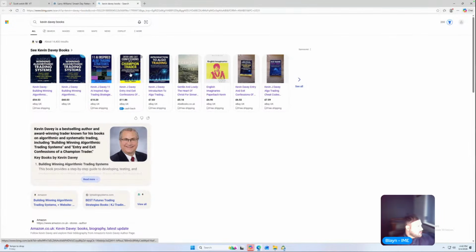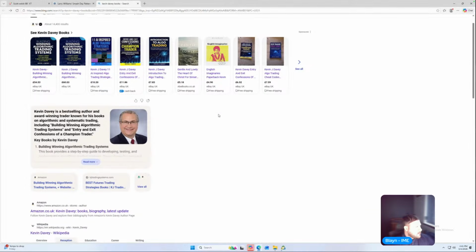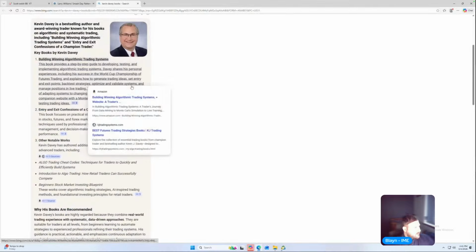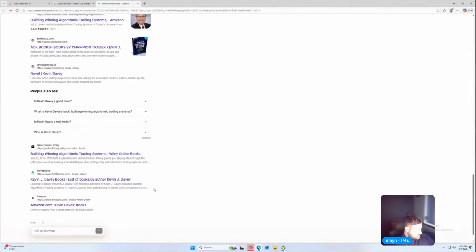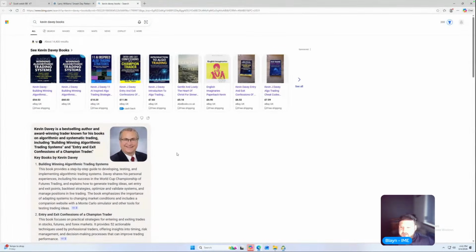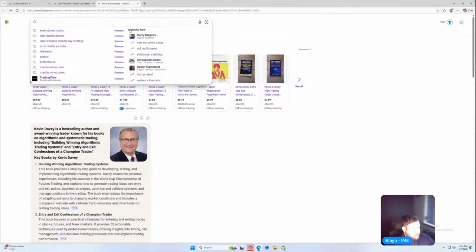Okay, so yeah, you've got Entries and Exits, Confessions of a Champion Trader. This is a pretty good book for getting entries and exits. Again, he's got so many other different ones as well. They are quite expensive, but I'm pretty sure there's a way of getting free copies on his own website as well, or even reaching out to Kevin. So you can always reach out to Kevin as well. So yeah, he's got a lot of good books. The other person was Rob.